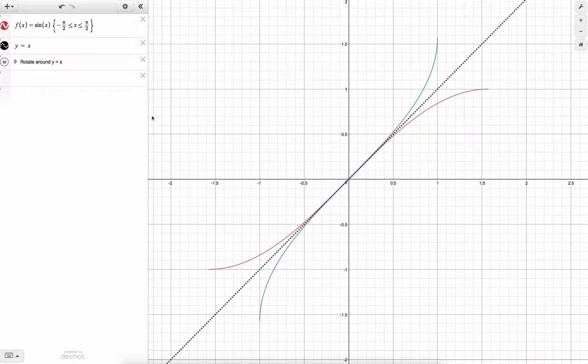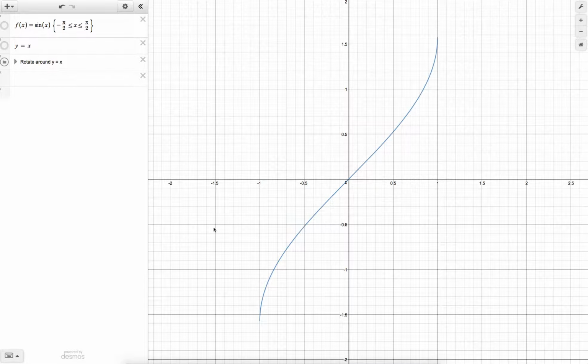Let's go ahead and turn this off, and turn off our sine, and then we get this nice graph right here. Desmos knows what this graph is. It's called arcsine. If I write ARCSIN, we read arcsine, and it's the inverse of the sine function. So here's our graph of arcsine and how we created it.